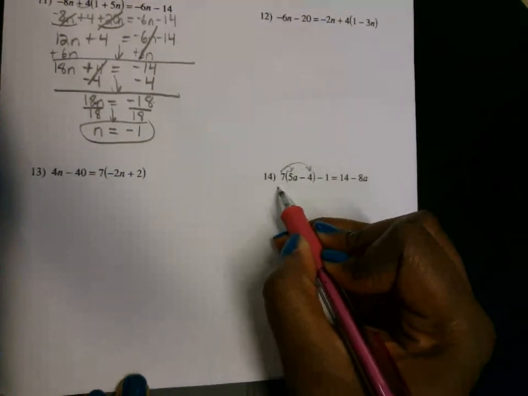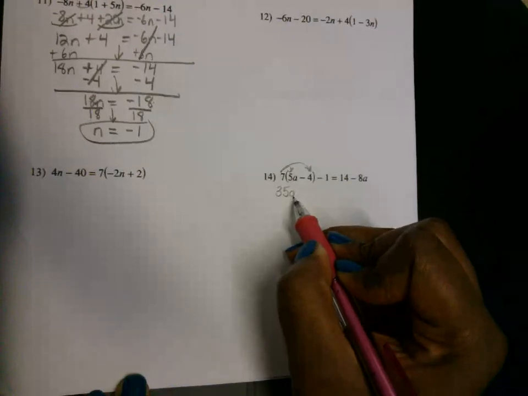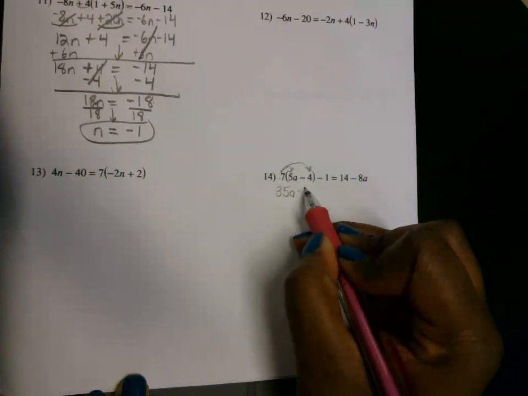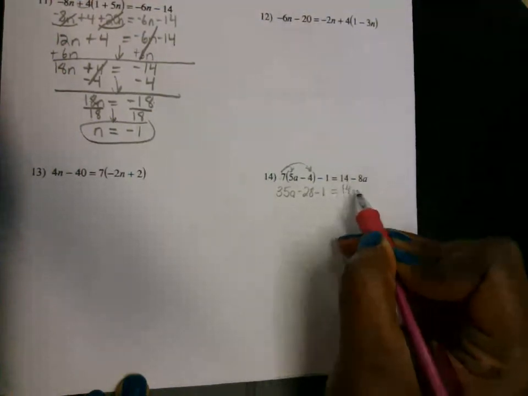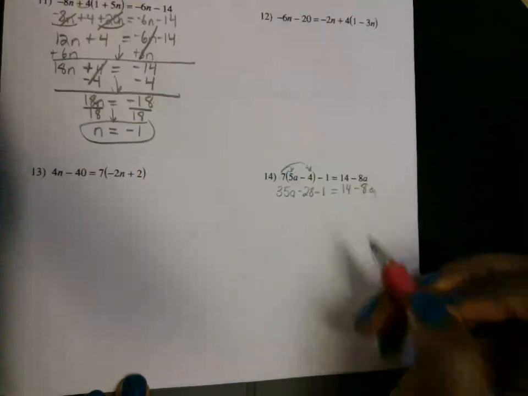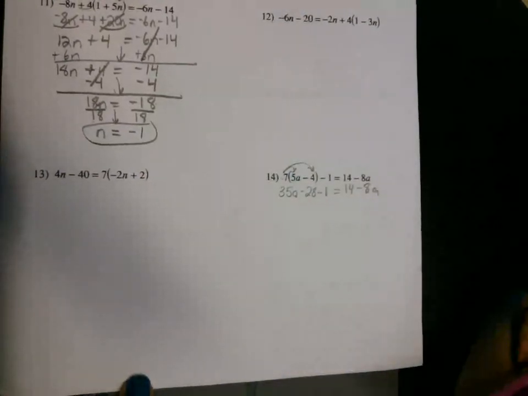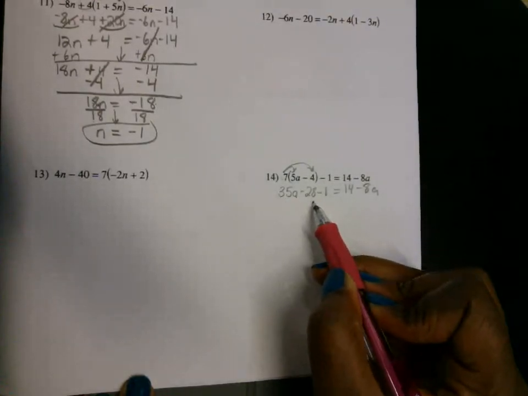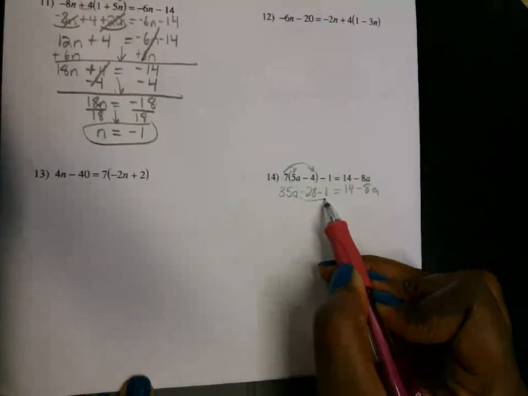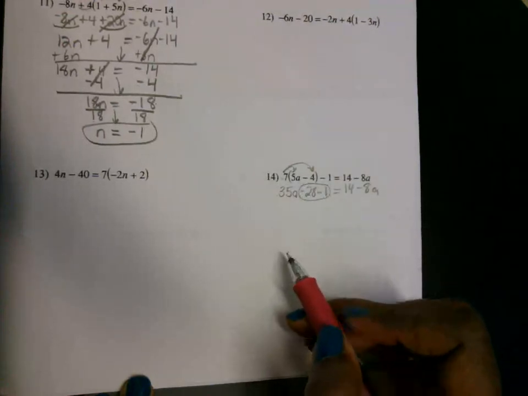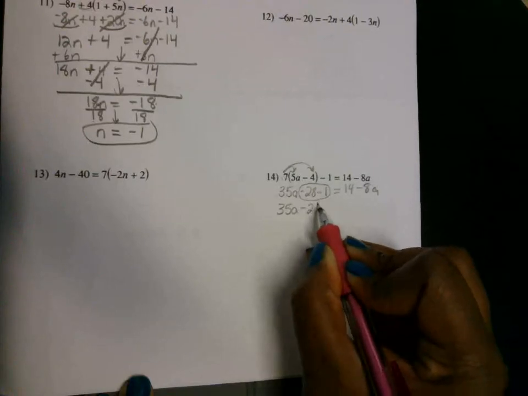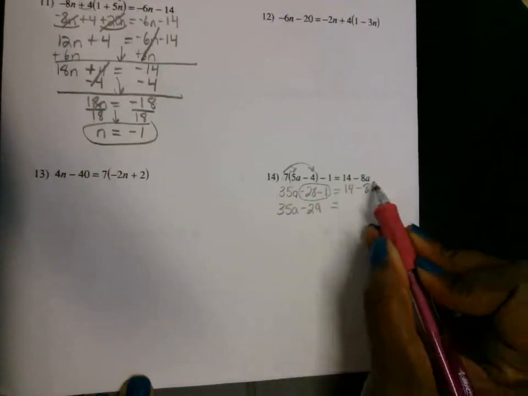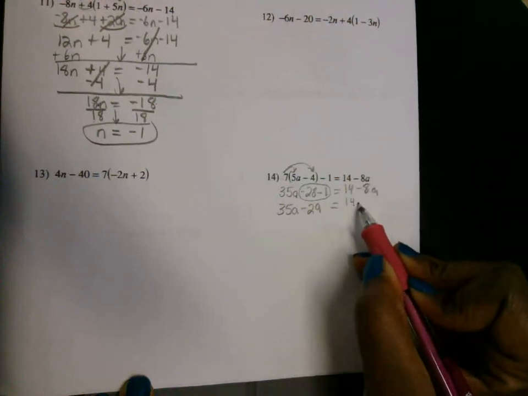7 times 5a is 35a. 7 times a negative 4 is negative 28. Bring down the minus 1, the equal sign, the 14 minus 8a. Distributive property comes first, okay? Now we're going to combine like terms. Let's look at this side. What terms can we combine over here? We can combine a negative 28 minus 1. That's going to be a negative 29. So I have 35a minus 29 is equal to, can't combine anything over here, so bring it down.